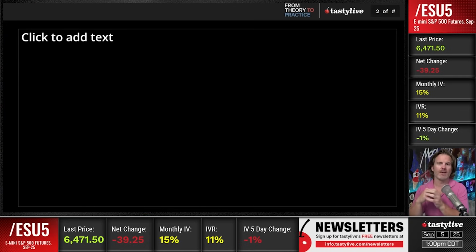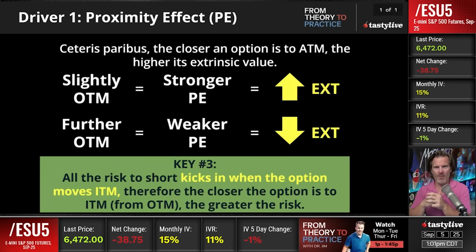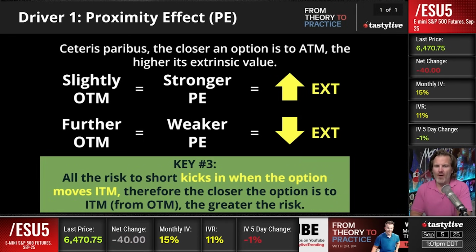So Josh, go ahead and get us into the slide. This is going to be driver number 3, the proximity effect. When you start thinking about the things that impact and influence extrinsic value, we talked about time and we talked about volatility. In my opinion, those 2 are pretty simple and pretty straightforward indeed.